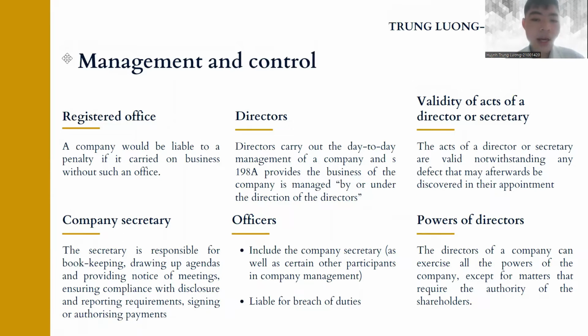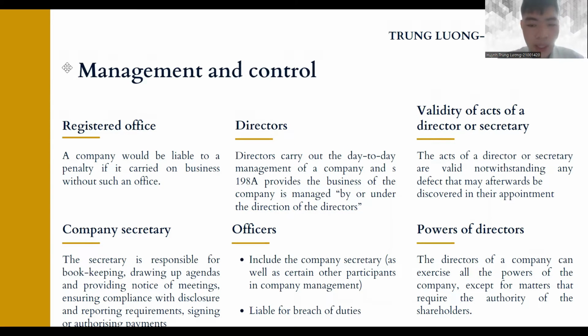Secondly, there are two characters who are more human: the company's secretary and the directors. The secretary is responsible for bookkeeping, drawing up agendas, providing notes of meetings, and so on. The directors, on the other hand, are responsible for carrying out day-to-day management, and they can be elected in the company by its members. The number of directors can depend on the size of the company as well.